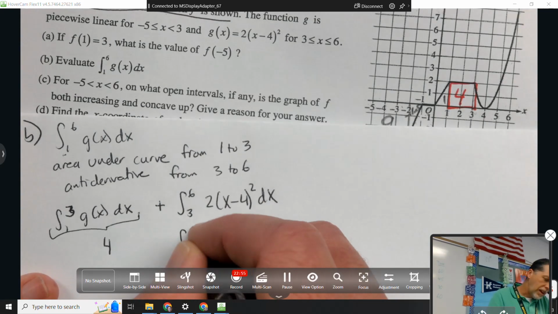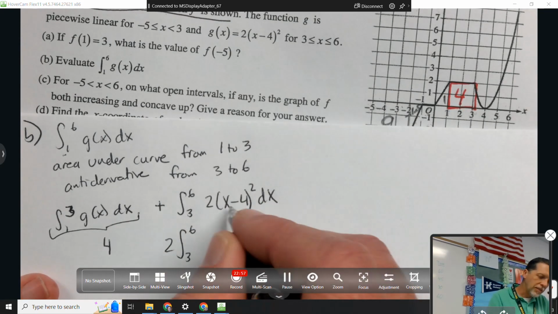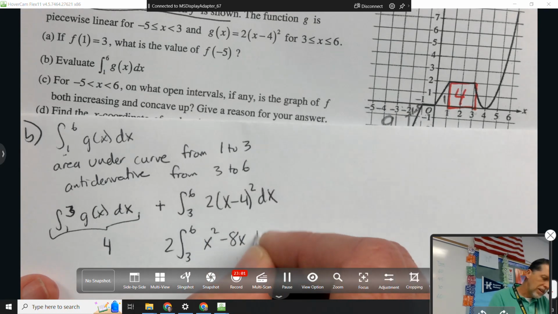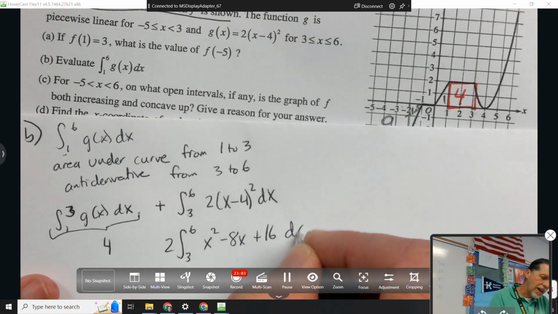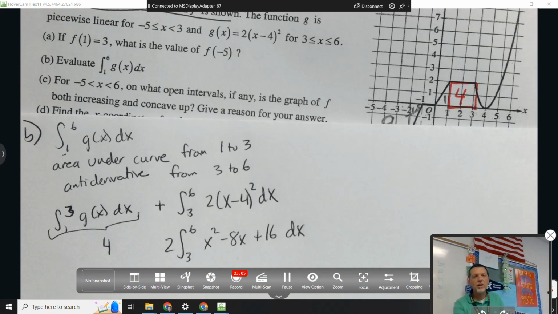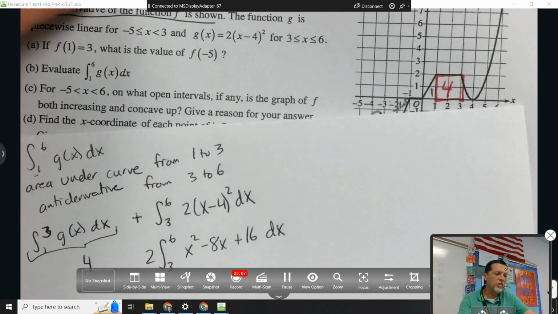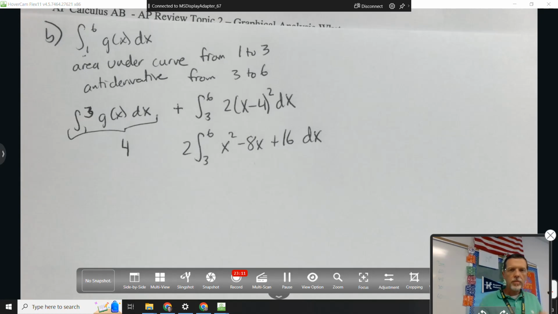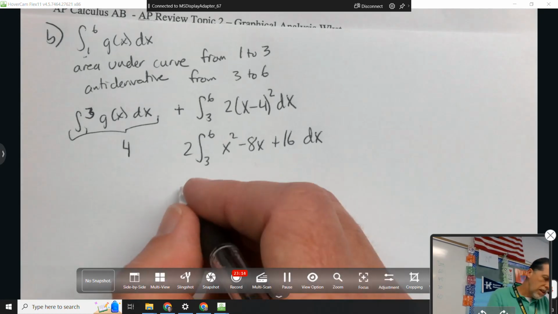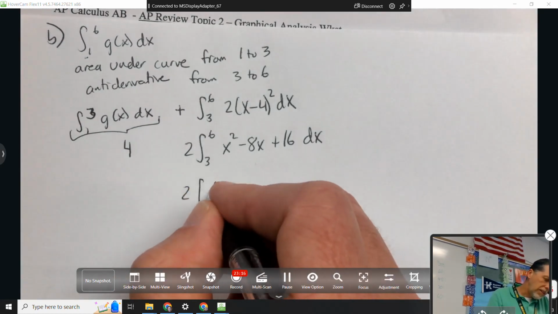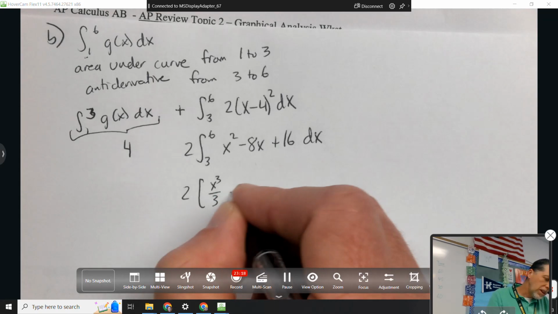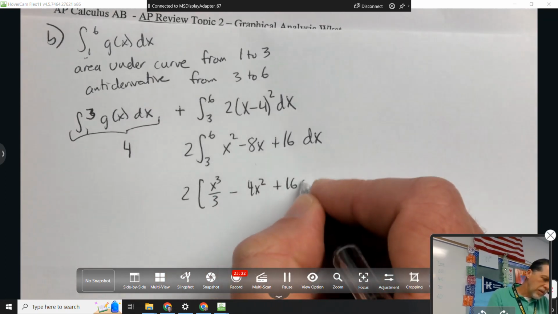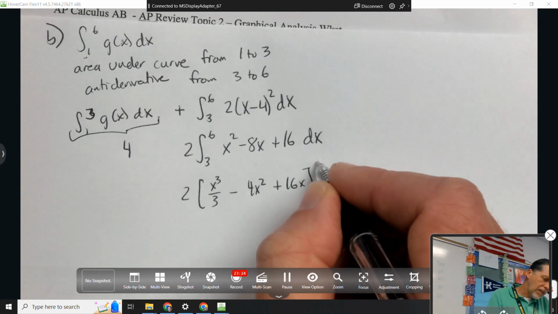I don't think I want to antiderivative that. I think I'd rather antiderivative that. I think that's going to be easier. Algebra first. So let's see, x cubed over 3 minus 4x squared plus 16x from 3 to 6.